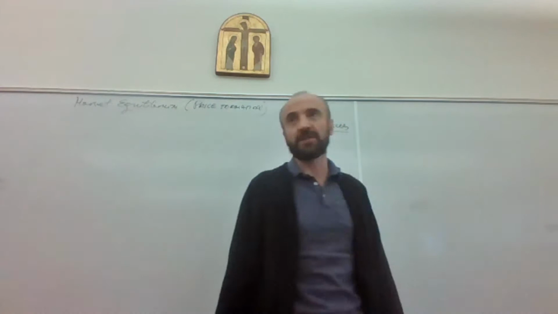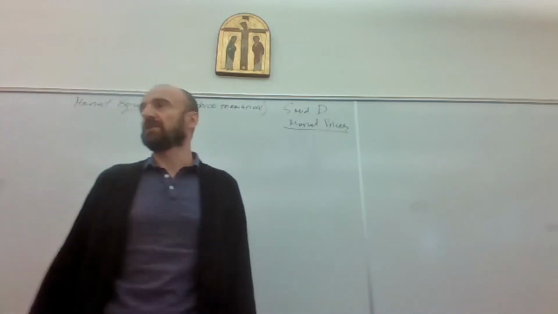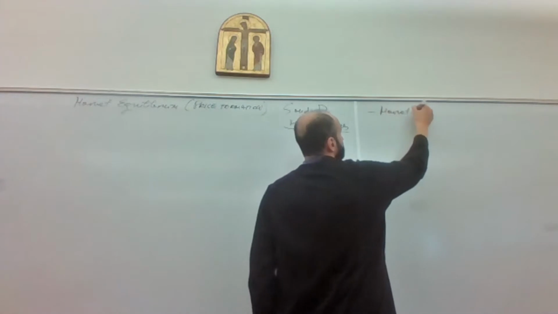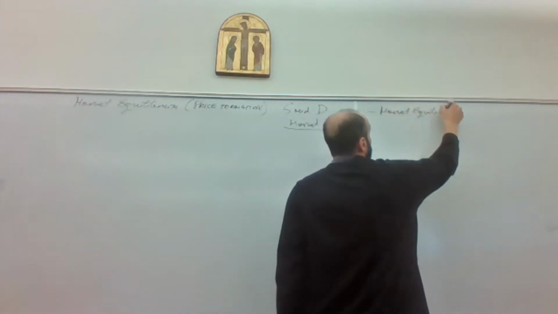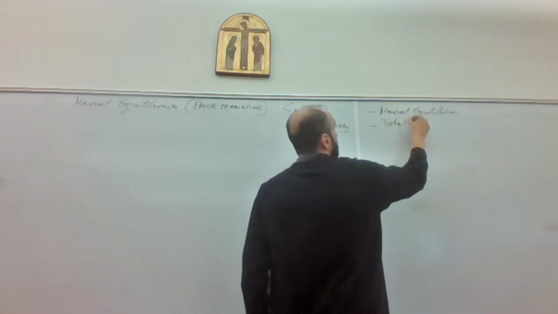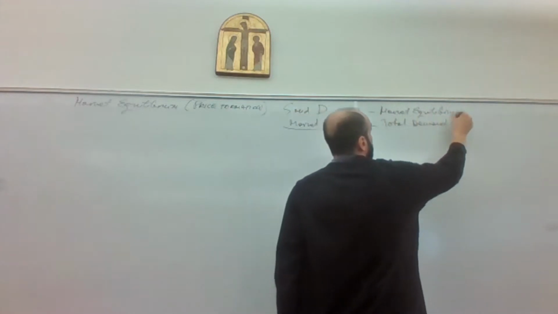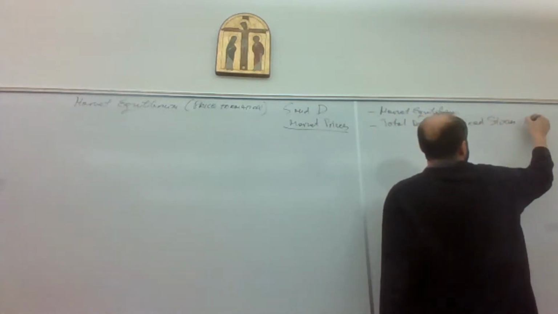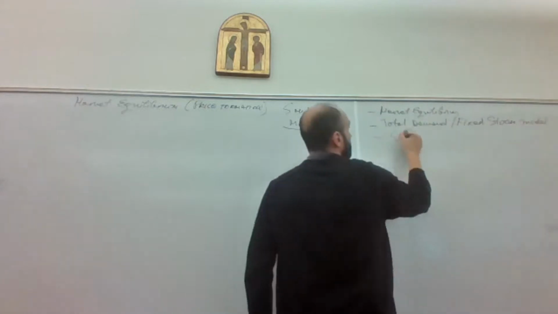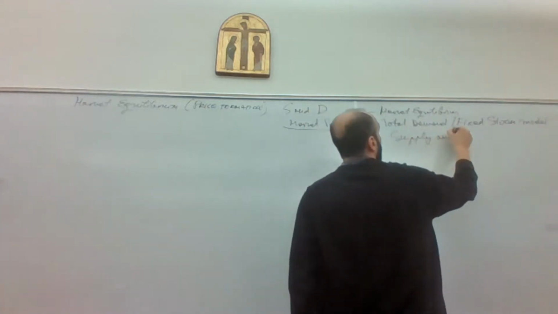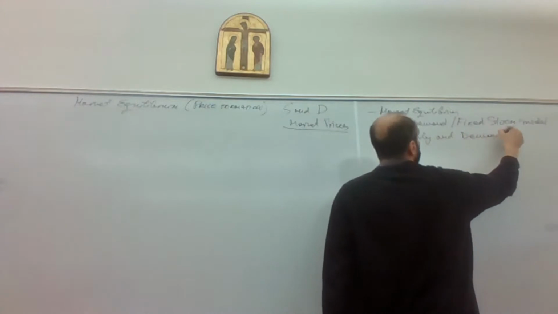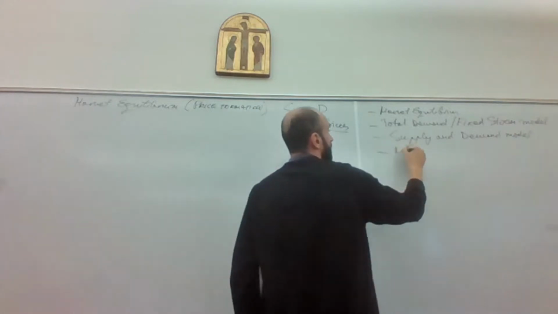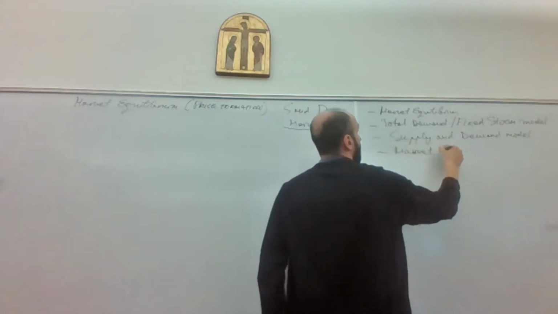I'll just write down very briefly the key concepts, key terms, and then you'll understand the relationship between them as we go along. Market equilibrium. Total demand, fixed stock model. So don't be afraid. I'll explain in detail what it means. Supply, conventional supply and demand model. Concept of market clearing.